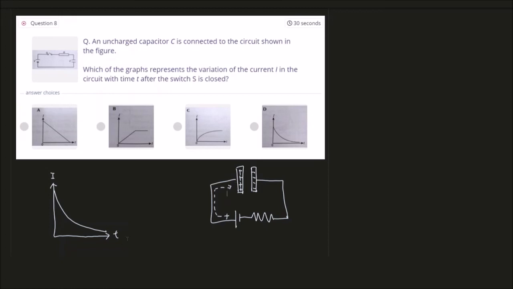The current should be decreasing. If it's a discharging circuit, let's change the circuit a bit. If it's a discharging circuit, then probably let's change it to a resistor only.